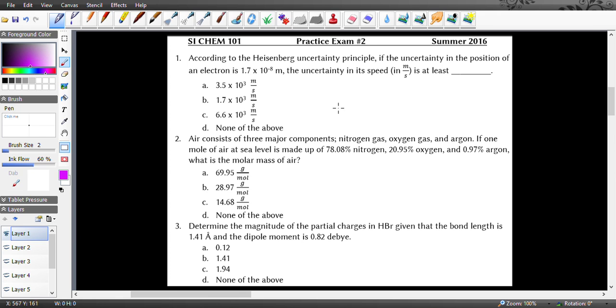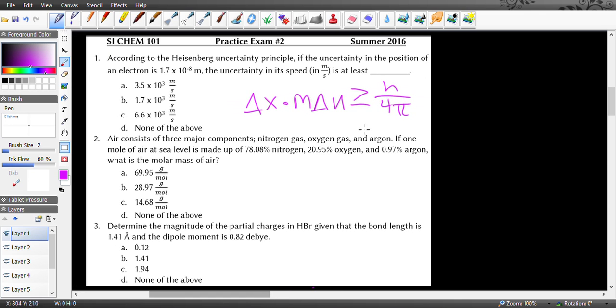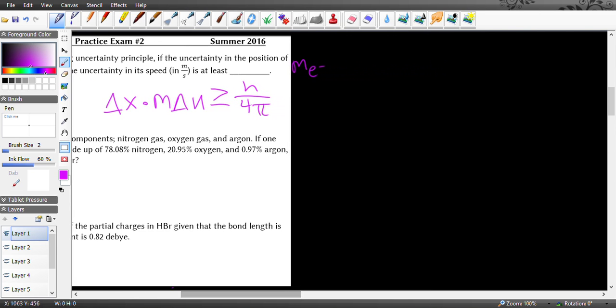for delta x. So you can use either one of the uncertainty principle ones. The only one I actually have memorized and that I prefer to use is delta x times m delta u is greater than or equal to h over 4 pi. So for that, this is going to be our delta x. Our m is going to be the mass of an electron, and h is our constant. So let's go ahead and plug this in.